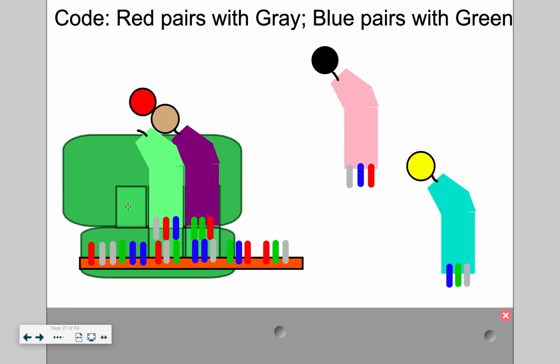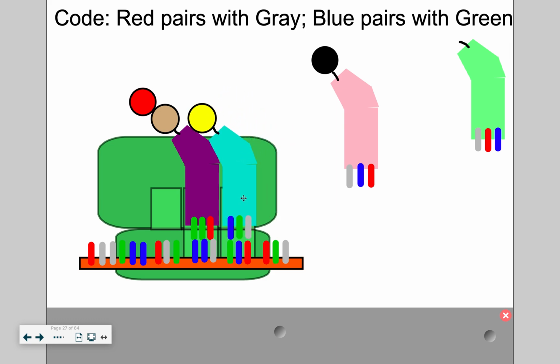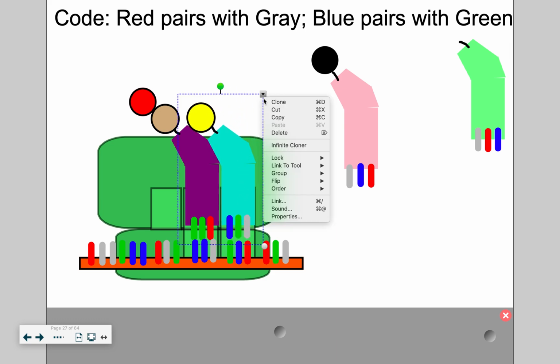Now, as it moves over, you notice that this chamber is a lot smaller. This tRNA is not going to fit because this chamber is a lot smaller. So it's kind of like an ejection chamber. The ribosome slides over, and this tRNA gets ejected to go find another amino acid. So now we have green, blue, red, so we are looking for blue, green, gray. Blue, green, gray is this tRNA right here.